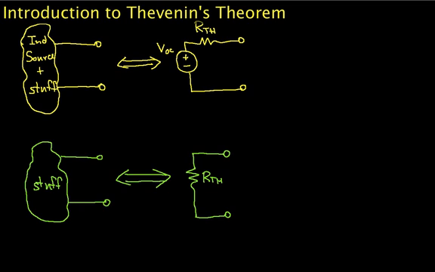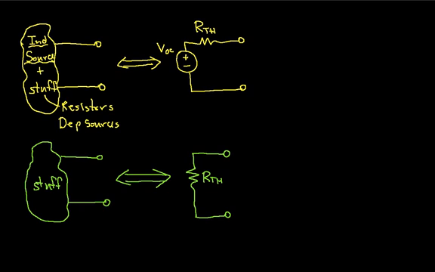is equivalent to a single voltage source in series with what we call the Thevenin resistance. So a single voltage source in series with a resistor. And it's equivalent in the sense that it has the same voltage current characteristics of this whole blob of stuff. So this is really a useful thing to be able to do.